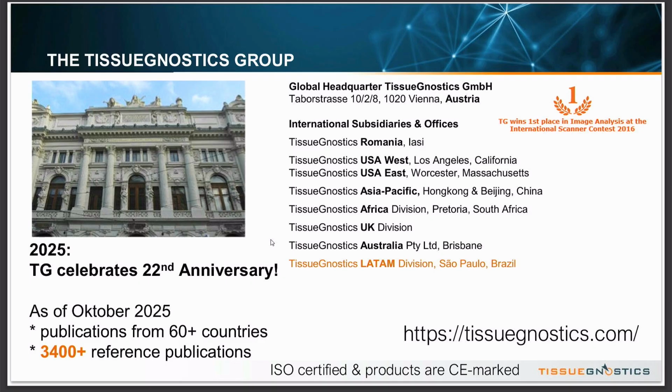The company TissueGnostics, which I co-founded in 2003, is located in the city of Vienna in Austria. So to be clear, there are no kangaroos in Austria, okay? But they are in Australia. And we are still located in this beautiful building close to the city center. But today we have a global network of subsidiaries. Like outside at the booth is my colleague Bogdan from TissueGnostics Romania. Here is my colleague Felipe from TissueGnostics Latam division. Please reach out.